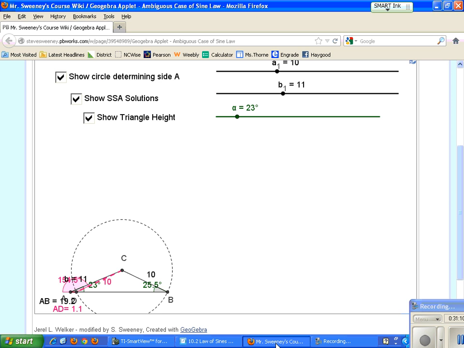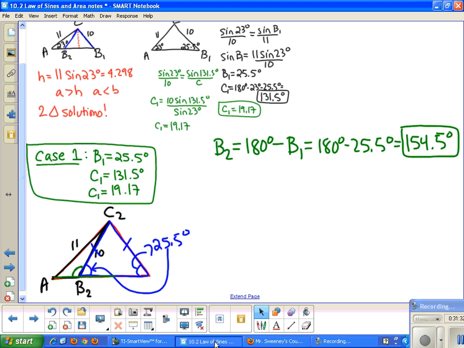And even just to go back to here, I drew the triangle in. So notice that this is when we have a length of 10 for A, B is 11, and A is 23. And notice that it's a very small triangle, but it hits again here and here. Those are where we got the two different triangles from. So that's what it would look like on that applet.